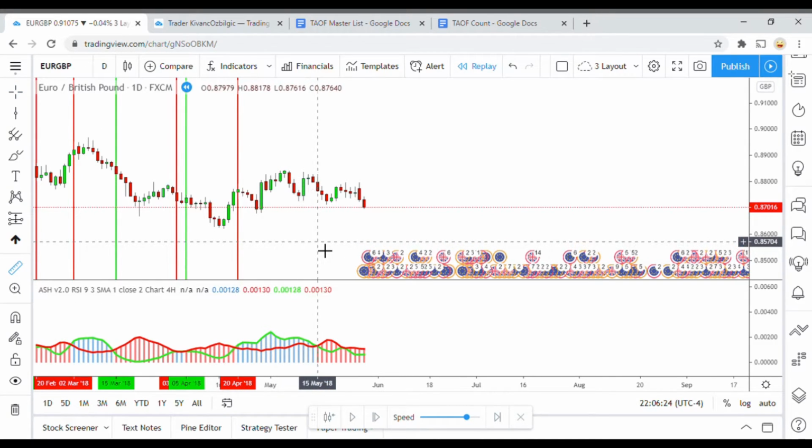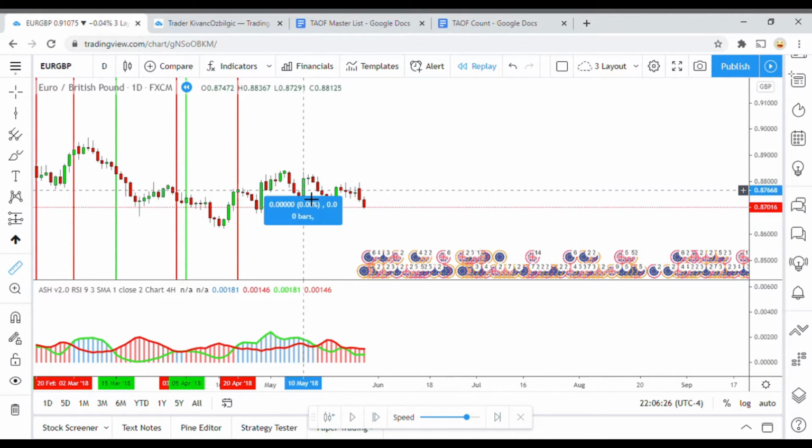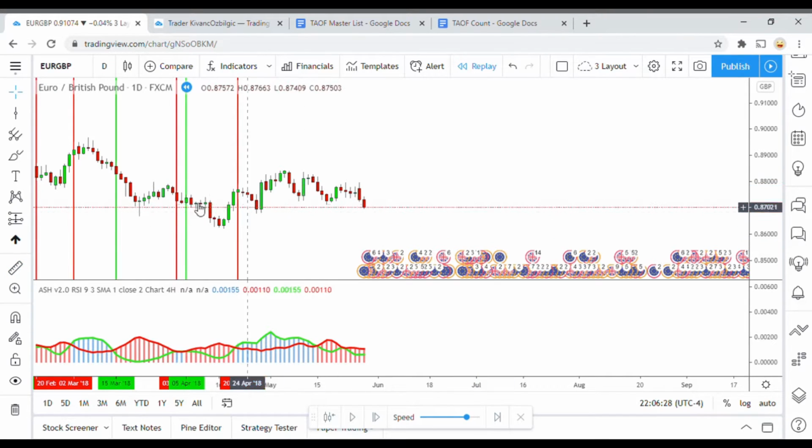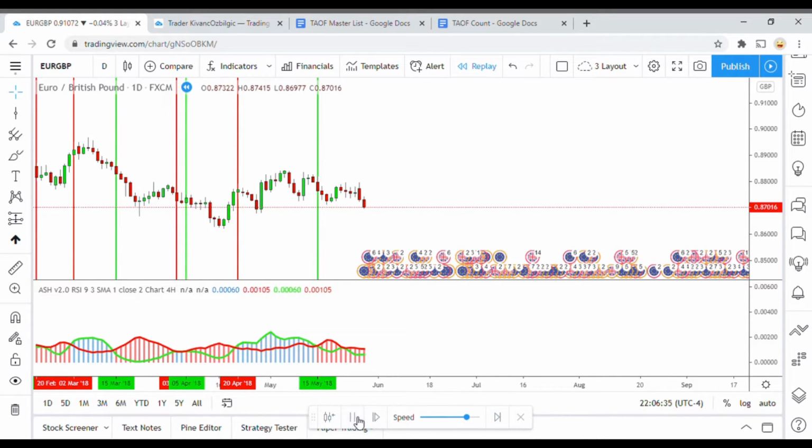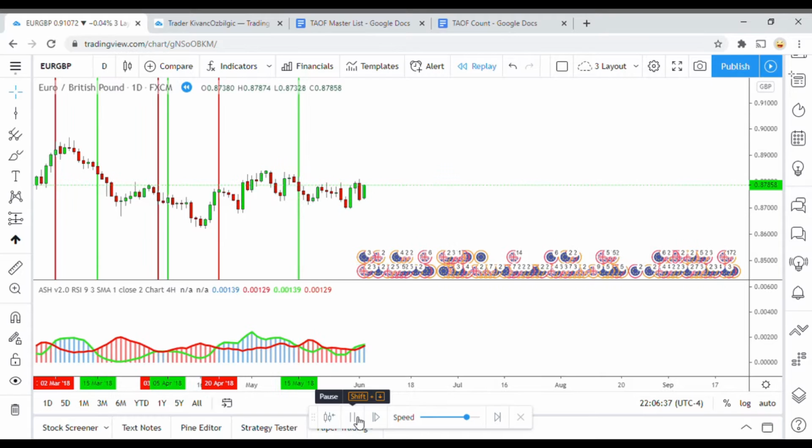Plugging along here, we picked up a short on that one. Short there. Came down. Got us to the 50 pips. Not bad, not bad.